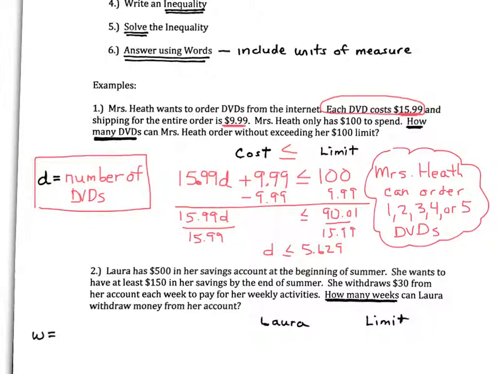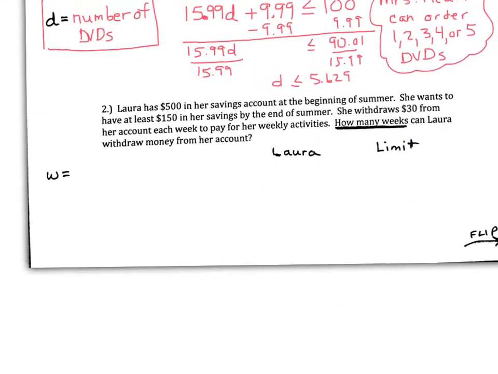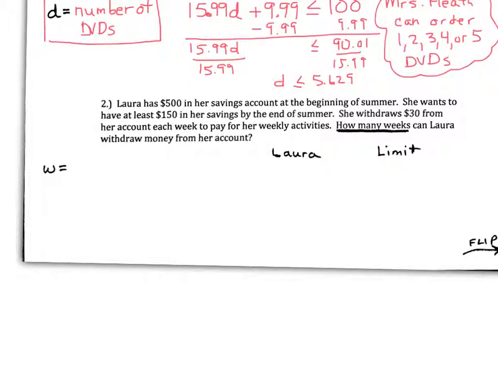All right, let's try number 2. Laura has $500 in her savings account at the beginning of summer. She wants to have at least $150 in her savings by the end of summer. She withdraws or takes out $30 from her account every week to pay for her weekly activities. How many weeks can Laura withdraw money from her account? Okay, so I underlined the question, how many weeks? So I'm going to use W for the number of weeks. I don't know how many weeks.